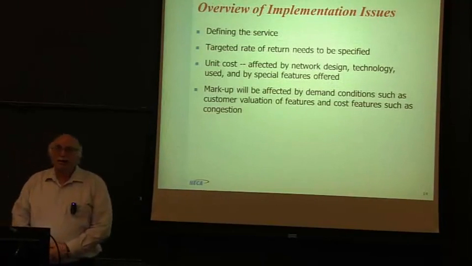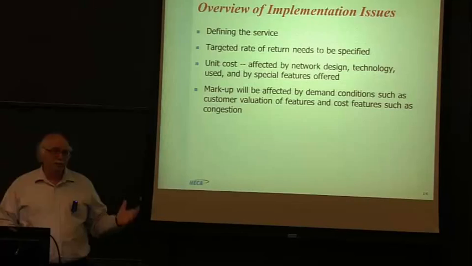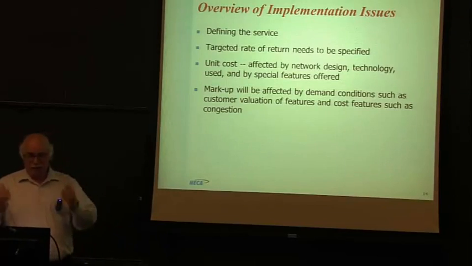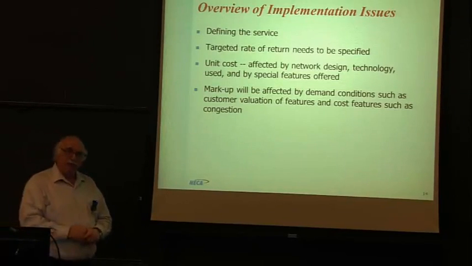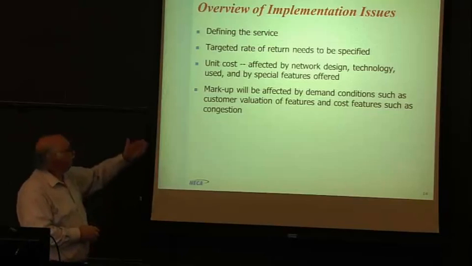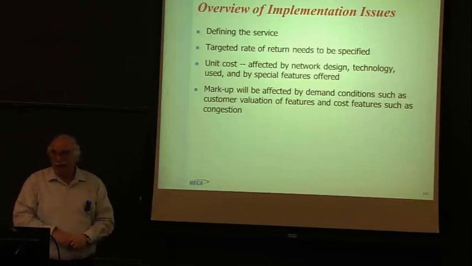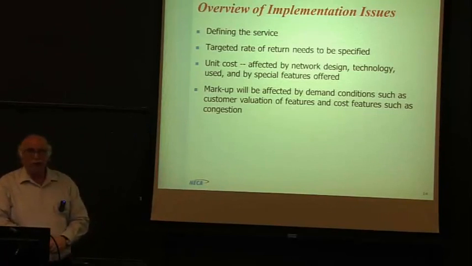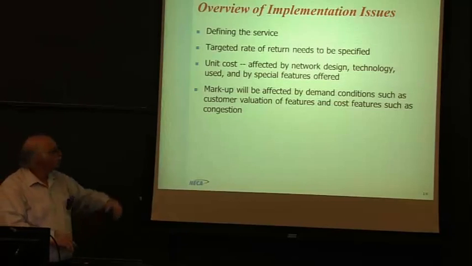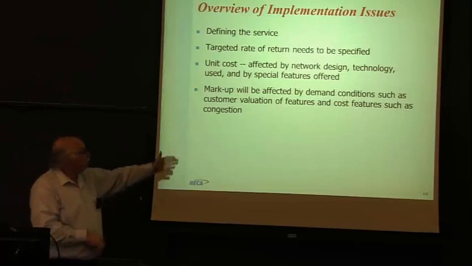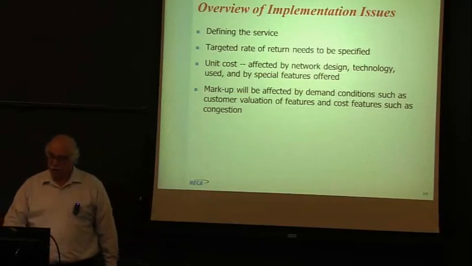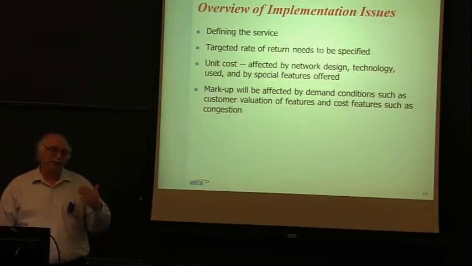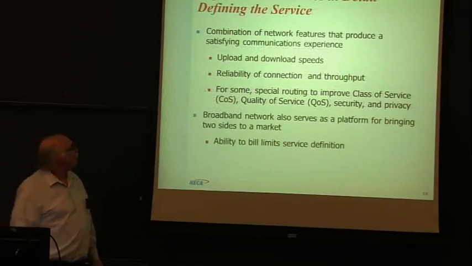So let me talk about some of the implementation issues. You know, it seems like a simple model. Remember, we're talking about wholesale services that are sold to companies that are trying to produce retail communication service. First of all, we're going to have to define the service. Second, we have to figure out what we mean by that R, that targeted rate of return. Third, we have to talk about what the unit costs are, and finally the markup. And none of them are particularly simple. I'm going to go through all the complications and then make it simple at the end to give you a sense of what's going on.